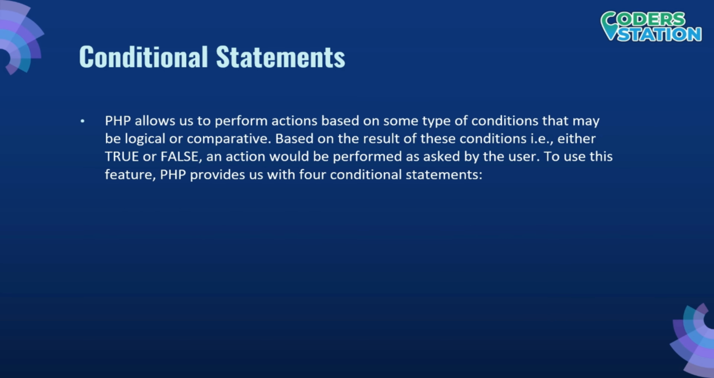PHP allows us to perform actions based on some type of conditions that may be logical or comparative. Based on the result of these conditions, that is either true or false, an action would be performed which is asked by the user. So if it is true, certain code will be executed. If it is false, certain code will be executed. To make these actions possible in your code, PHP provides us with conditional statements. They are just like a two-way path. If you want something, then go the first way, or else turn and go the other way.